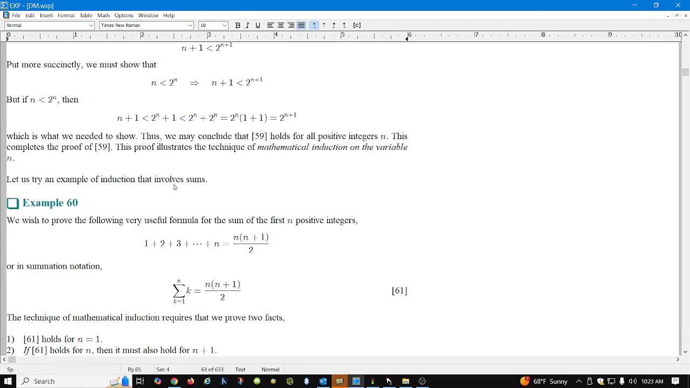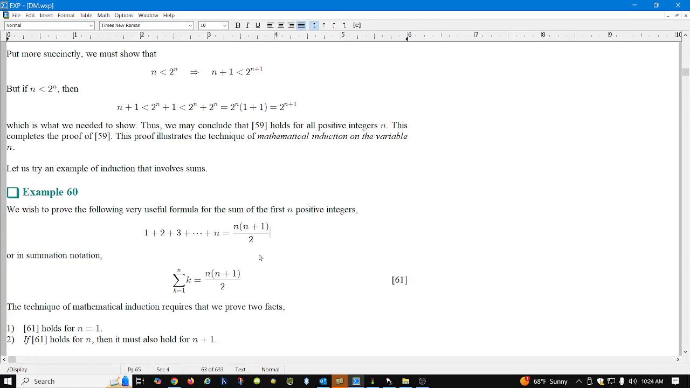Let's try an example that involves sums. Here's a formula. We wish to verify it. This is a formula for the sum of the first n counting numbers. Now, induction is not going to help us find the formula. In this case, n times n plus 1 over 2. But once we, let's say, guess that this might be the formula, induction will prove it is or not. This is what it looks like in summation notation.